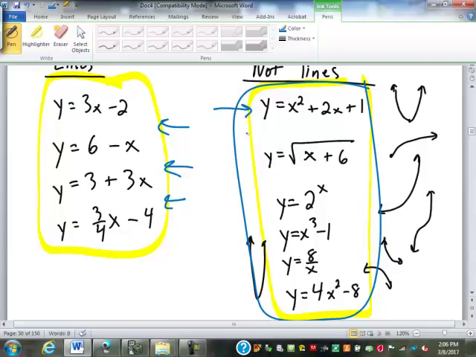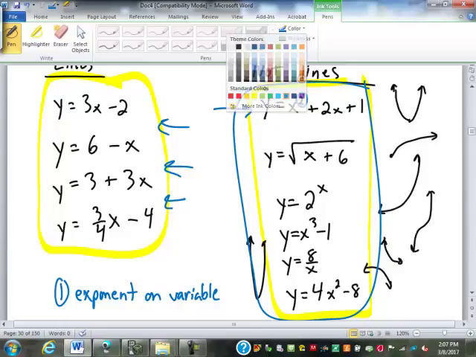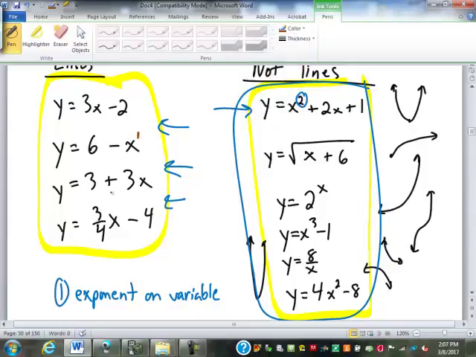So let's look at this top one. What does that one have in it that the ones that formed lines did not have in it? An exponent. An exponent. Very good. And more specifically, an exponent on the variable. And you could say other than 1, because technically x here does have a power. It's x to the 1, but it's an exponent other than 1. And if it's a 1, we really don't know it.